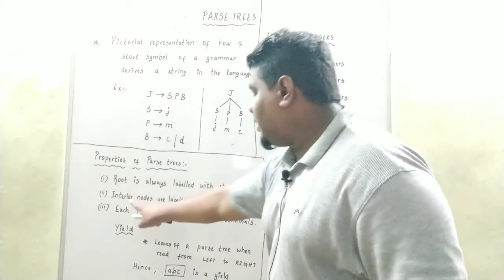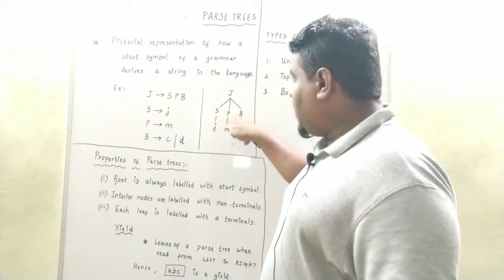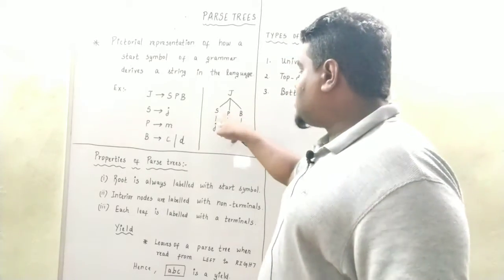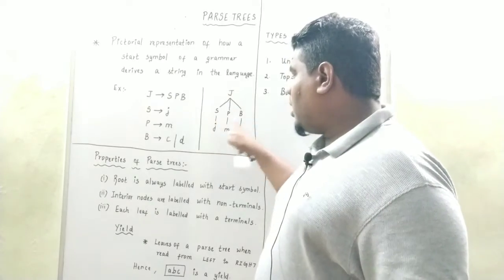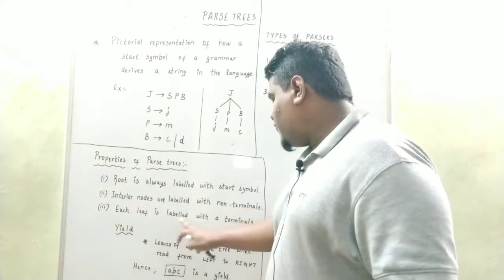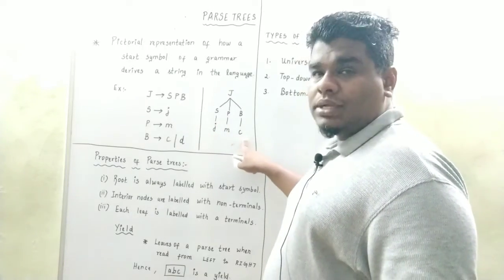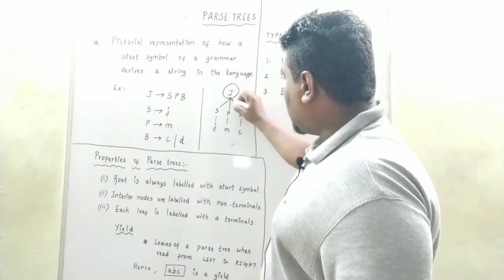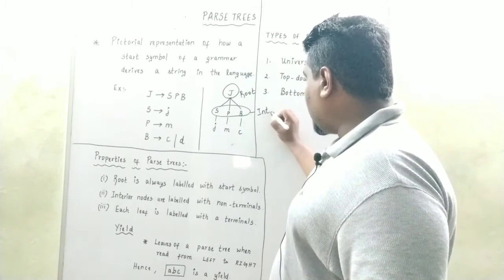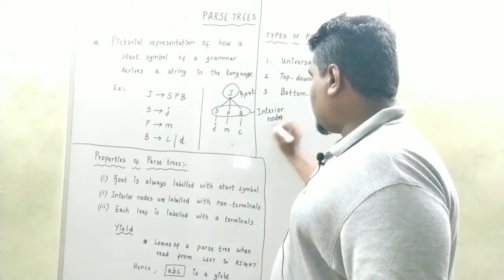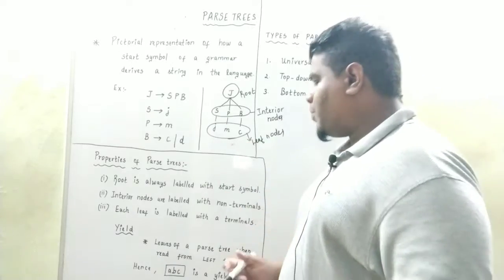Clear? Alright. Now, all the interior nodes are labeled with the non-terminals. So here in this parse tree, what are all the interior nodes? This S is an interior node, P is an interior node, and B is an interior node. Alright. So these interior nodes are labeled with the non-terminals, that is capital letters. So S, P, B all are capital letters. And each leaf is labeled with the terminals. See, these are all called leaves. So they are represented with the terminal values. Alright. So here this is the root. This SPB, this is the internal nodes or interior nodes. And this JMC, this is leaf nodes. Clear? That is what I have written here in the properties of parse tree.